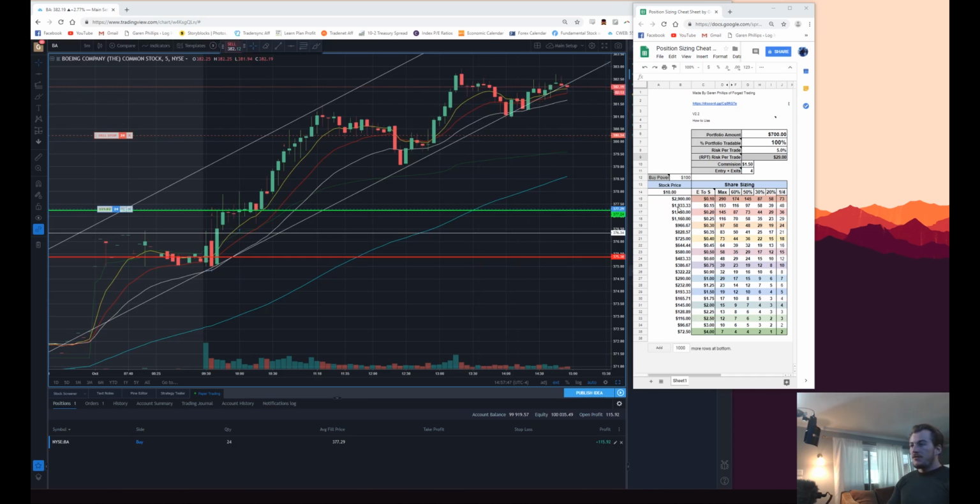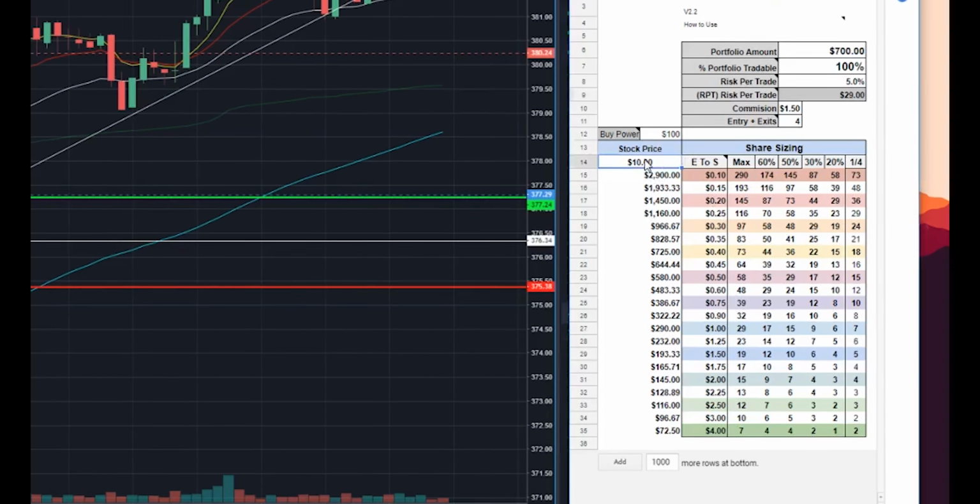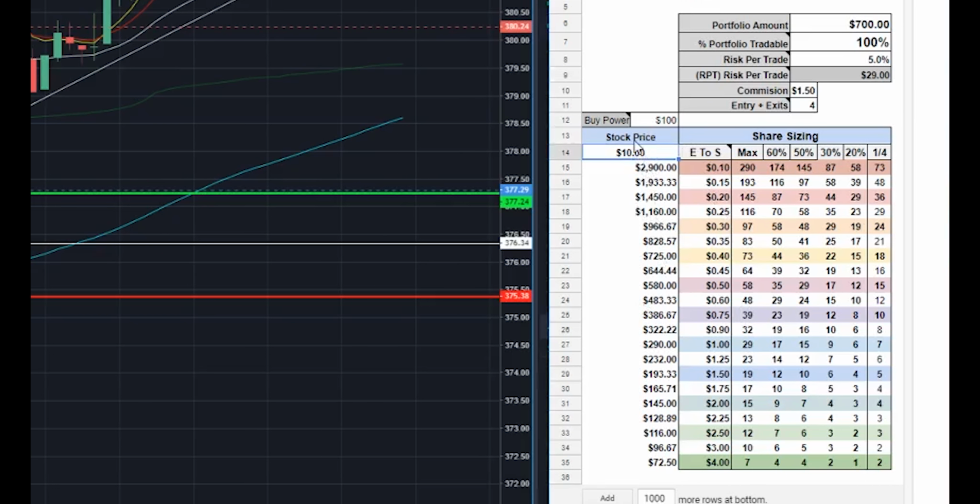However, for those of you who are trading with a cash account or don't have any leverage, I've built in a feature that allows you to figure out if you could trade a stock. For example, let's say you were trading $1,000 and you were trading a stock that was $5. This column right here basically tells you exactly how much it's going to cost to buy this many shares.